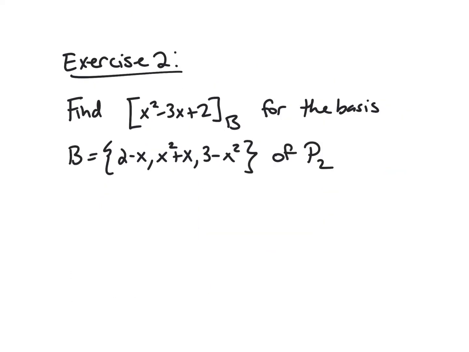Okay, and so now for your second exercise, I want you to find the coordinate vector for the polynomial x squared minus 3x plus 2 for this basis of P2. So 2 minus x, x squared plus x, and 3 minus x squared.